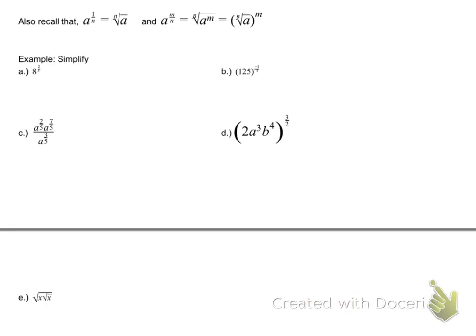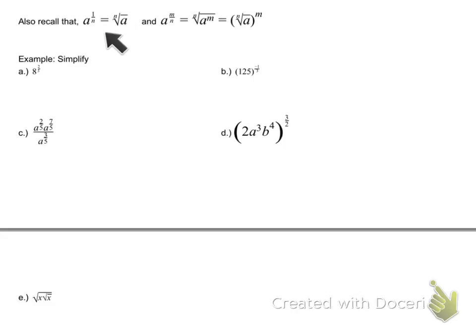Now we can talk about the idea of there are different forms. We have exponent form, which is a to the 1 over n. And we have radical form, which is the nth root of a. You can interchange them at will.